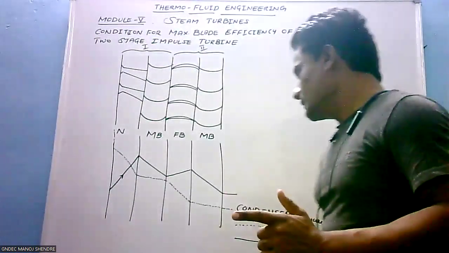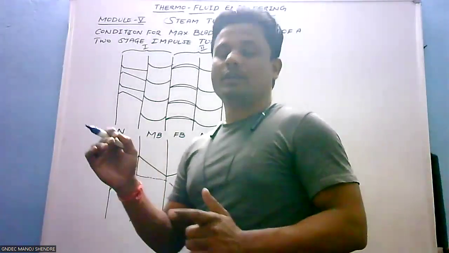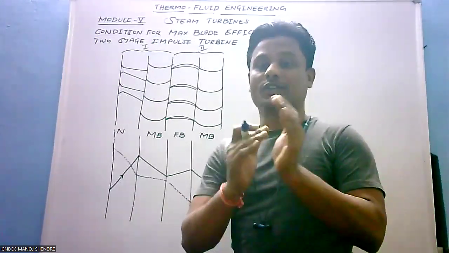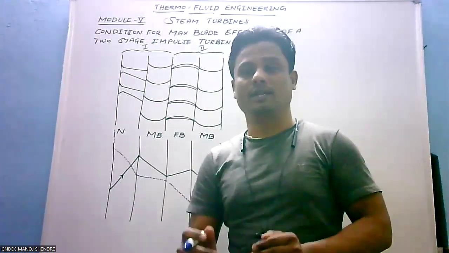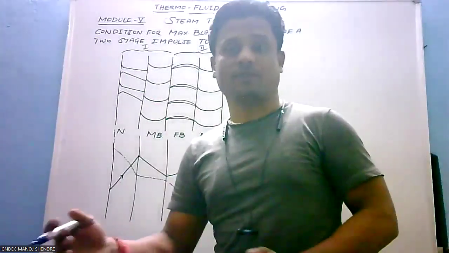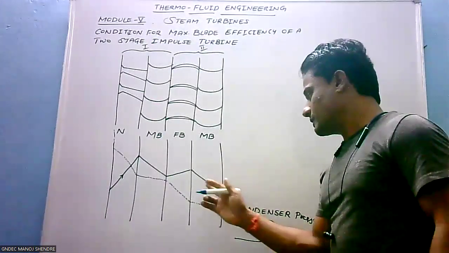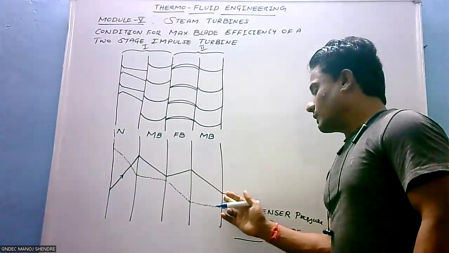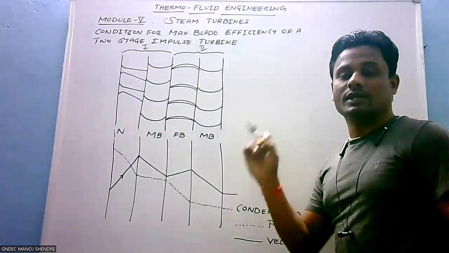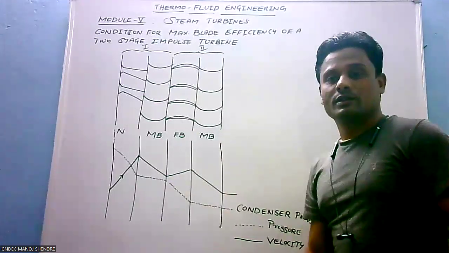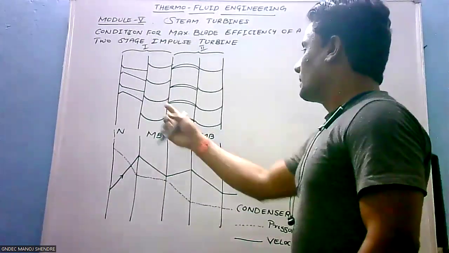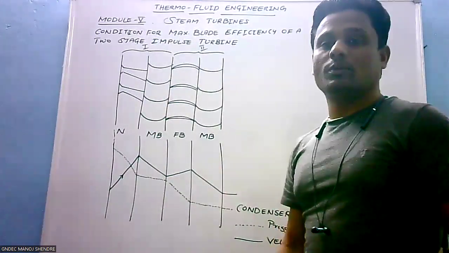The second condition is that the losses incurred by the steam while flowing over the curved blades, because of the friction between the flowing steam and the inner surface of the blade, are ignored, because we are deriving the condition for maximum blade efficiency, right? The third main assumption is that the velocity coming out from the last set of moving blades is zero. The last important assumption is that the blades are equiangular.